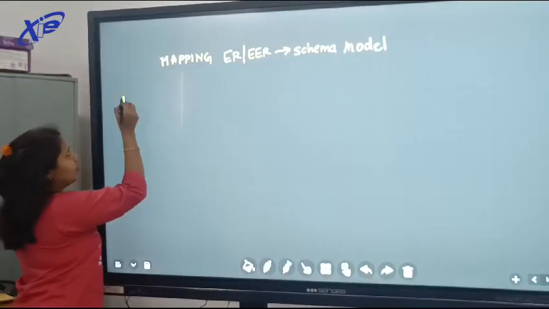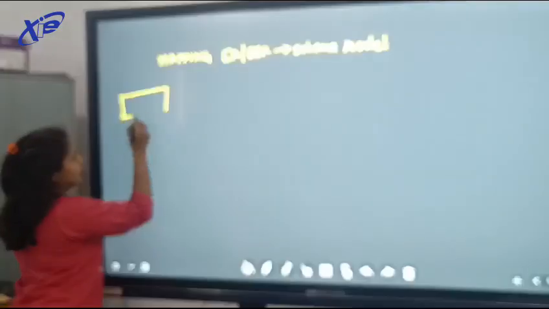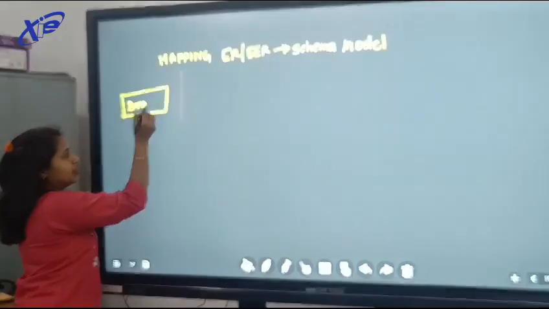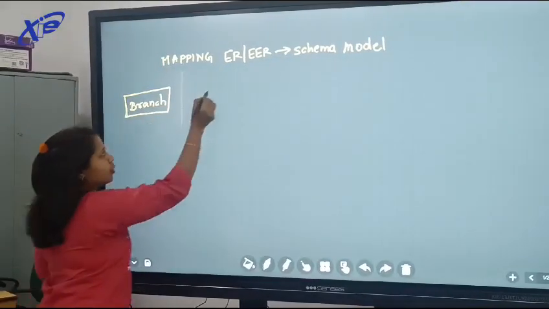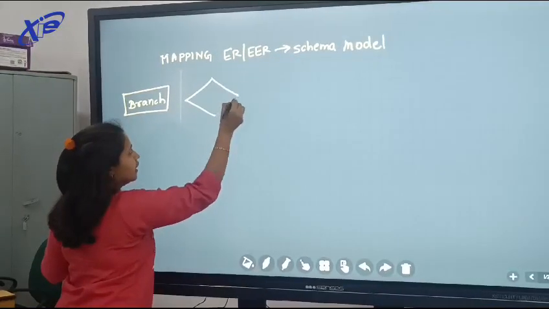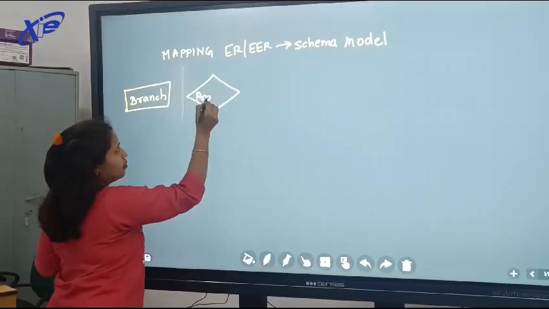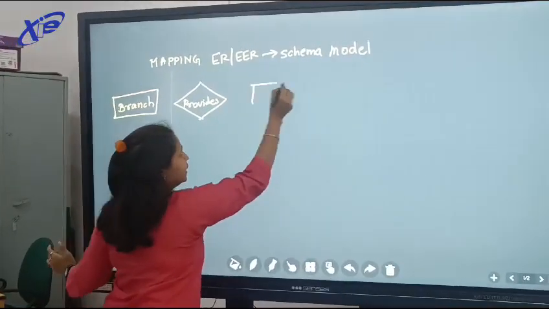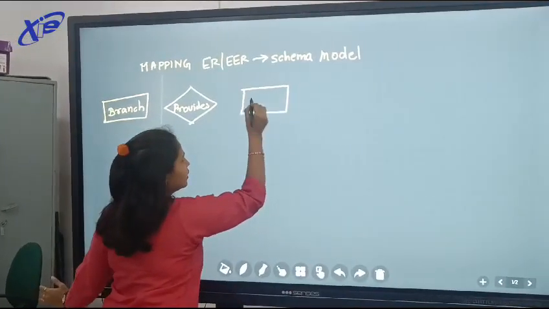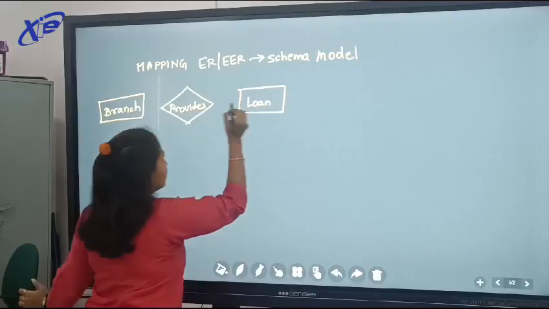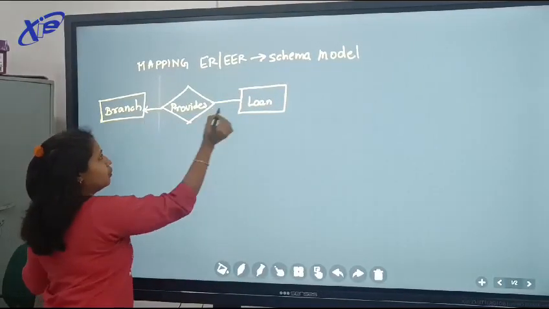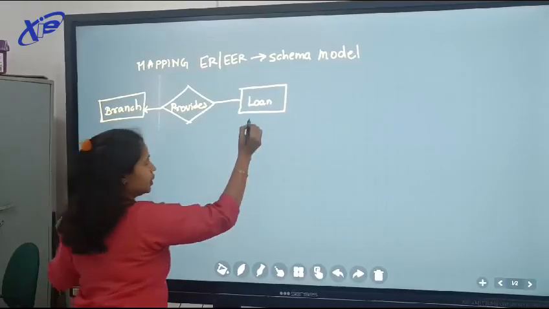We are having first entity. Consider the entity name as a branch. This branch provides loan. So we are having another entity set, we can say as loan. So loan is connected. One branch can give many loans. So one to many relationship.